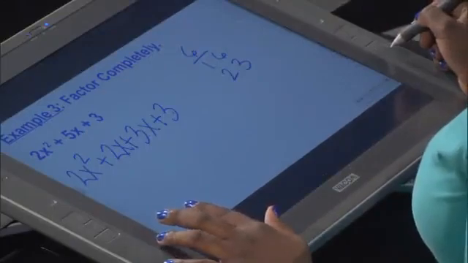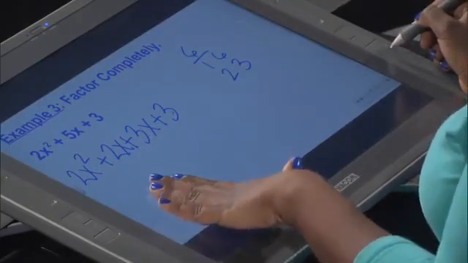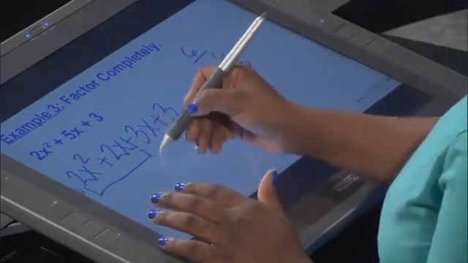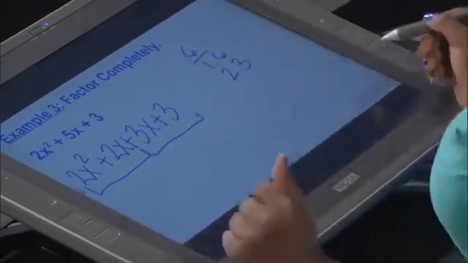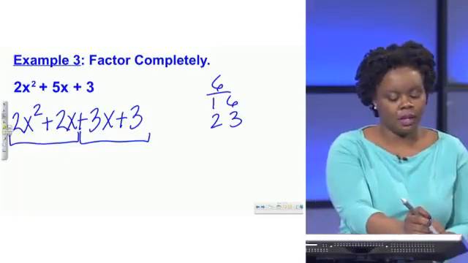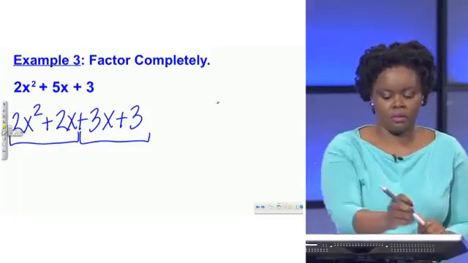Okay? Now, do you remember what we do next? We're at the point where we take this first group, we take the second group, and we start factoring each group. We pull out the greatest common factor in each group. Let's get this work out of the way.